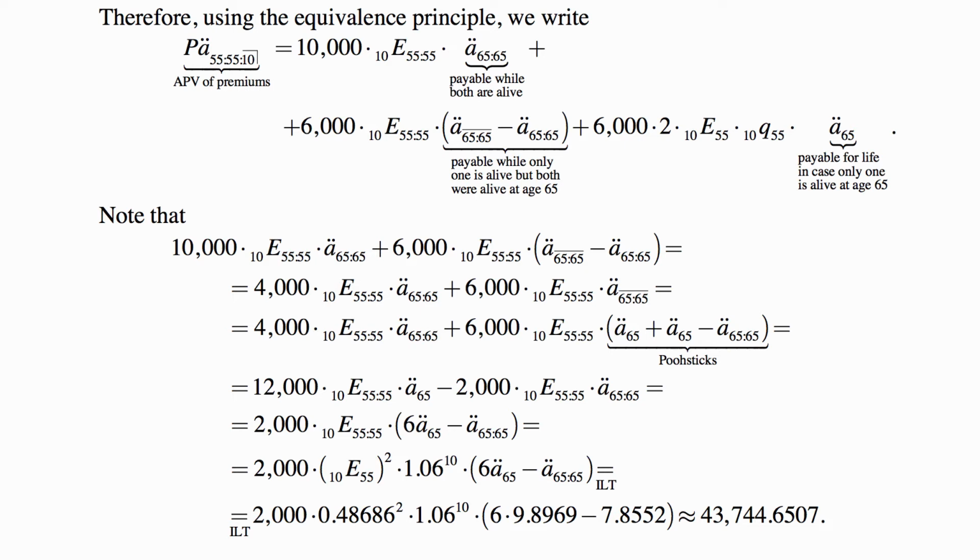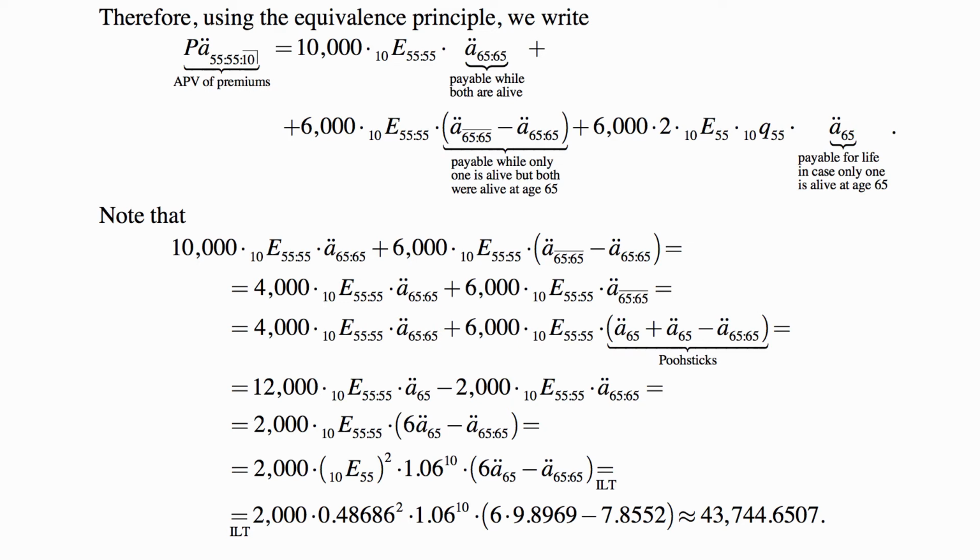Then joint survivor status deferral, but annuity payable while only one is alive, but both were alive. With joint survivor status deferral, they were both alive at age 65. So this is $6,000, but after the first death. However, the first death in this case has to occur at age 65 or older.